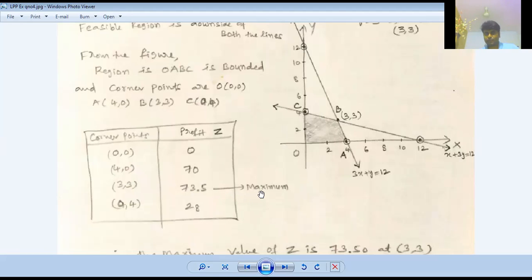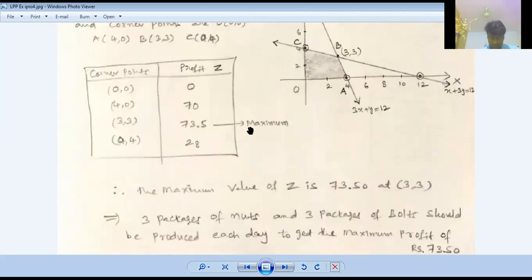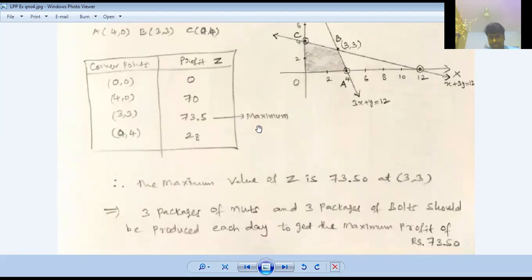Where are we getting the profit? By selling 3 packs of nuts and 3 packets of bolts. Correct? Understood? It's very easy. Try to understand and write the conclusion properly. The maximum value of Z is 73 rupees 50 paise at 3 comma 3. That's it. That means 3 packets of nuts and 3 packets of bolts should be produced each day to get the maximum profit of 73 rupees 50 paise. Clear? So like that we can solve every problem which is bounded and closed. Okay, it's very easy to understand.